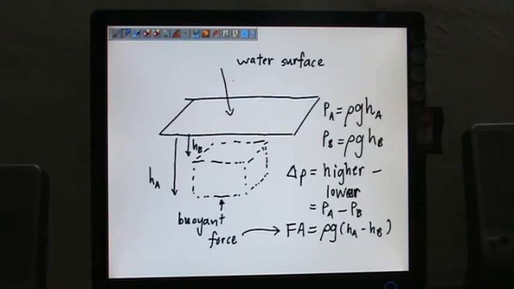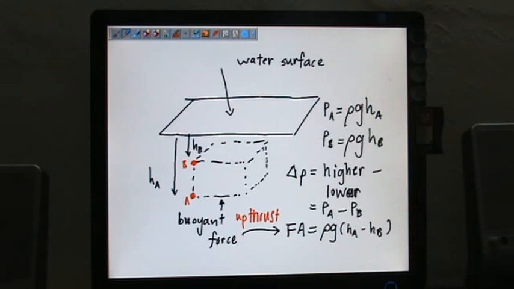Before that, we just go back to this. To prove that there's a buoyant force, or upthrust if you like to call it, we want to investigate some element of water below the water surface. So at this point it is at the depth of hA, and at this point it is at the depth of hB. You see, the pressure at A is higher than the pressure at B, so the higher pressure would certainly push up. So the difference of pressure is higher minus lower, so you have PA minus PB.